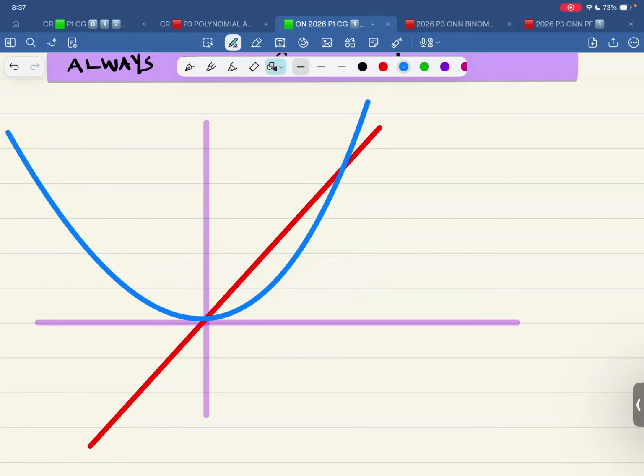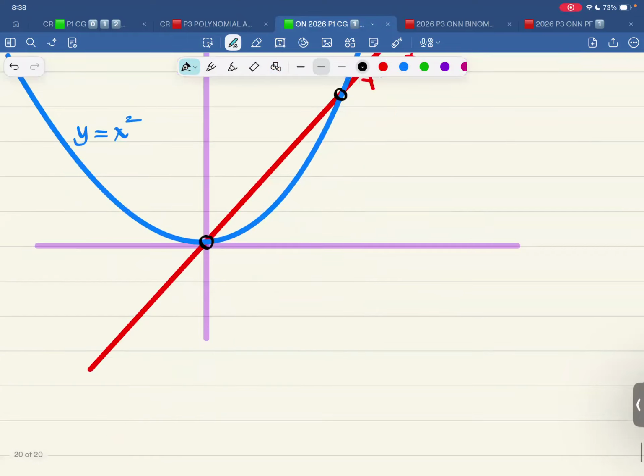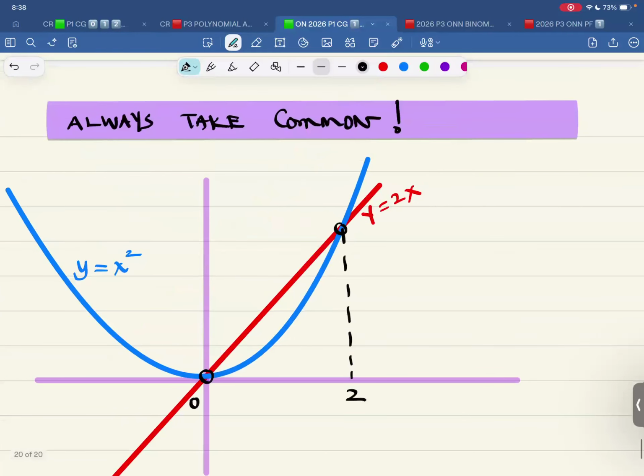Now, how many points of intersection? By the way, this is all O-level maths. So the red one, that is y is equals to 2x. The blue one, that is y is equals to x square. It's a sketch. The points of intersection are these two. This answer is 0. This answer right over here, that is 2. So we can see from the graph, when we solve it simultaneously, we get two answers.